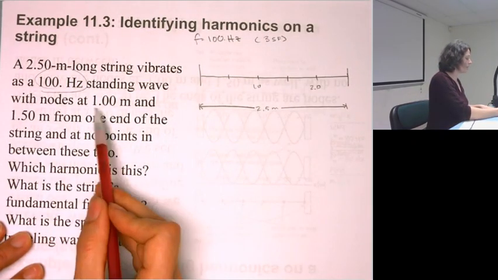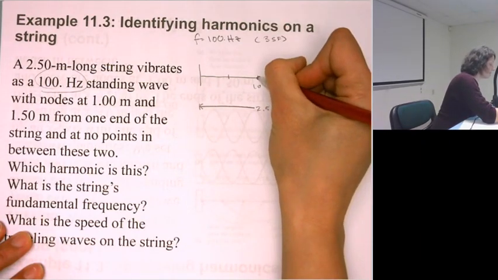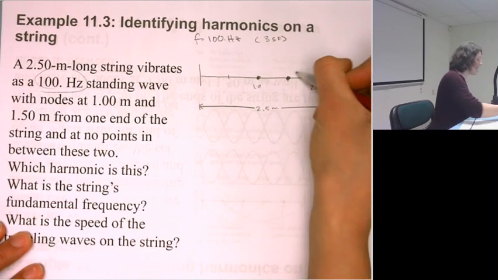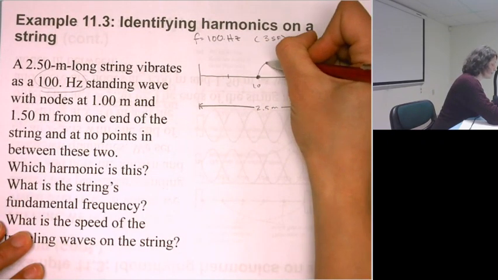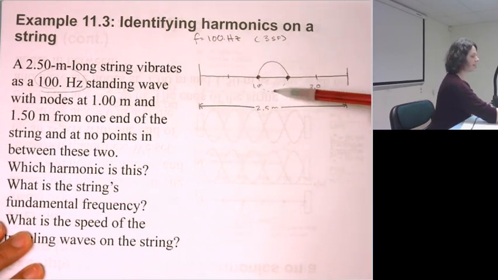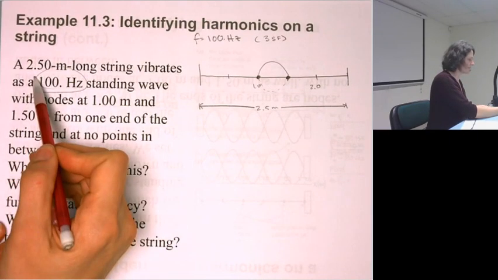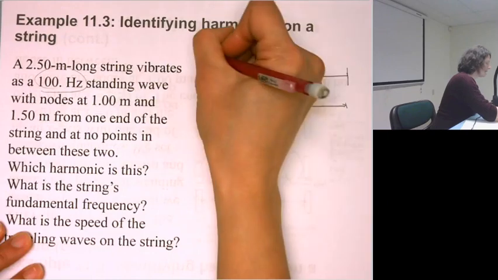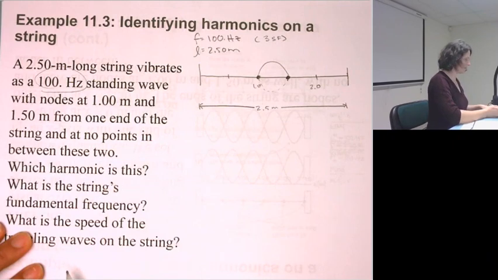And it said I have a node at 1 and 1.5 meters. A node is the spot where there's no displacement. So I have a node here and a node here. And it says there are no points in between those two. So what the string must look like is this. This part is oscillating up and down, like you saw on that full screen camera. So we'll write down this 2.5 meters. That's the length of the string. So L is 2.50 meters. See if there's anything else that I know. I don't think I do.